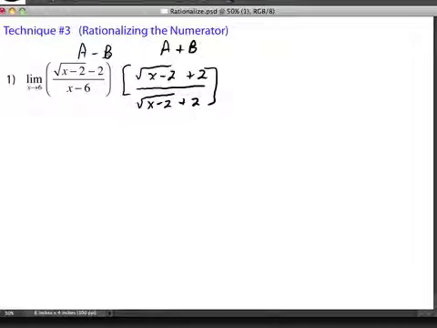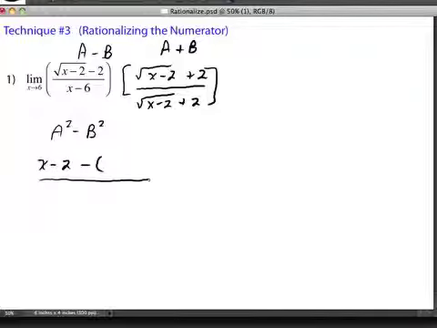Now if you have a minus b times a plus b, those are the difference of squares, the result would be a squared minus b squared. So if a is the square root of x minus 2, a squared is going to be simply x minus 2. Minus, always use parentheses when you divide. And if b is 2, b squared would be 4. So if you simplify this numerator, it's going to become very conveniently x minus 6.